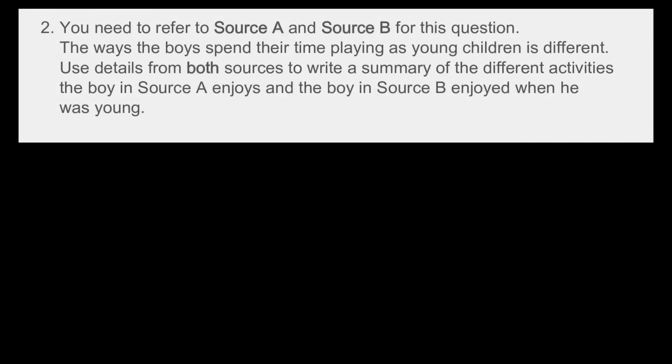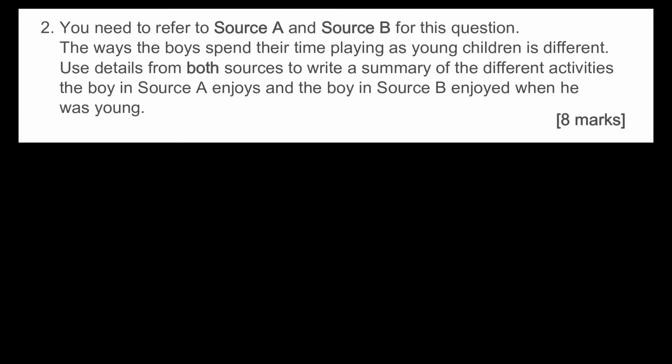Now on to question 2. You need to refer to source A and source B for this question. The ways the boys spend their time playing as young children is different. Use details from both sources to write a summary of the different activities the boy in source A enjoys and the boy in source B enjoyed when he was young. There are 8 marks on offer here, which means that you've got about 10 minutes to answer the question.